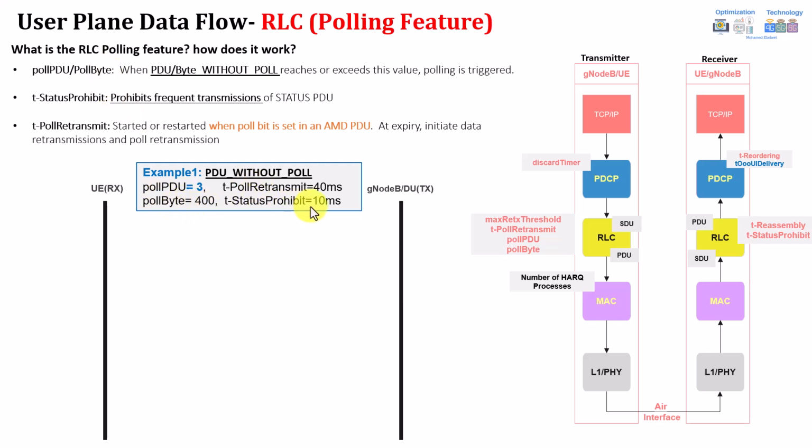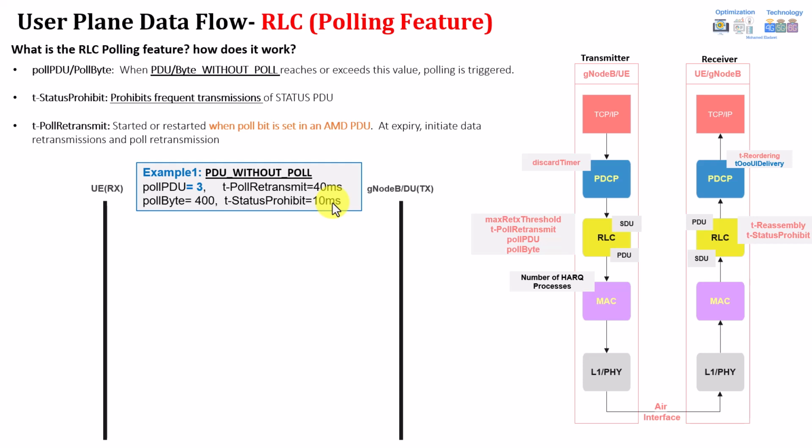Okay, T-status-prohibit. Once the receiver sends the feedback, it will start the timer, saying that it cannot send any additional status report until this time expires. For example, assume that the transmitter now says, I need the status report now. I need from you to know the status of the packet which I have sent. So the receiver will reply, telling him this is the status.